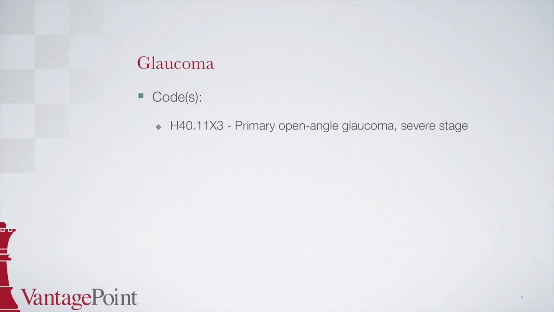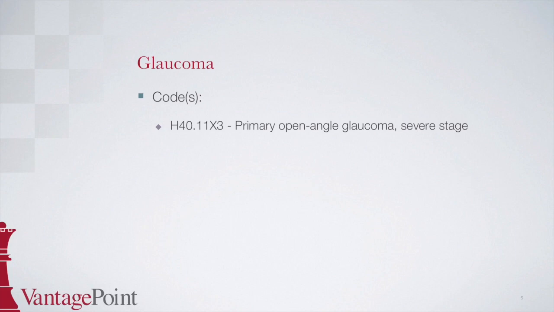The answer is H40.11X3 for primary open angle glaucoma, severe stage. You're going to start by looking up glaucoma in the alphabetic index and then locate open angle indented below. Indented under this is the term primary, which points to H40.11 with a checkbox next to it indicating that more digits are required. After finding H40.11 in the tabular, there is a symbol indicating that a 7th character is required from the box above for the stage of the glaucoma.